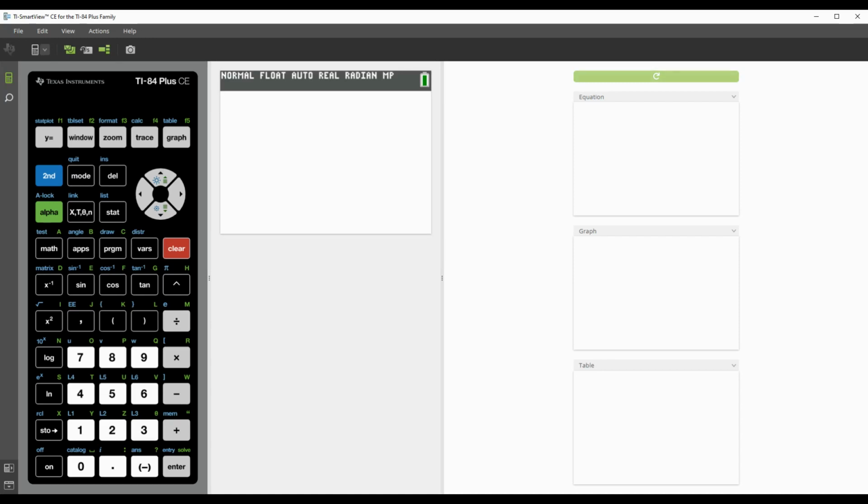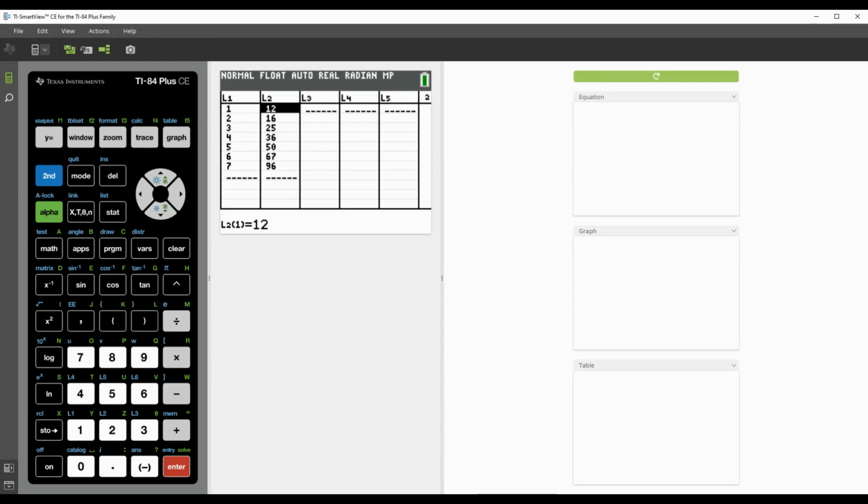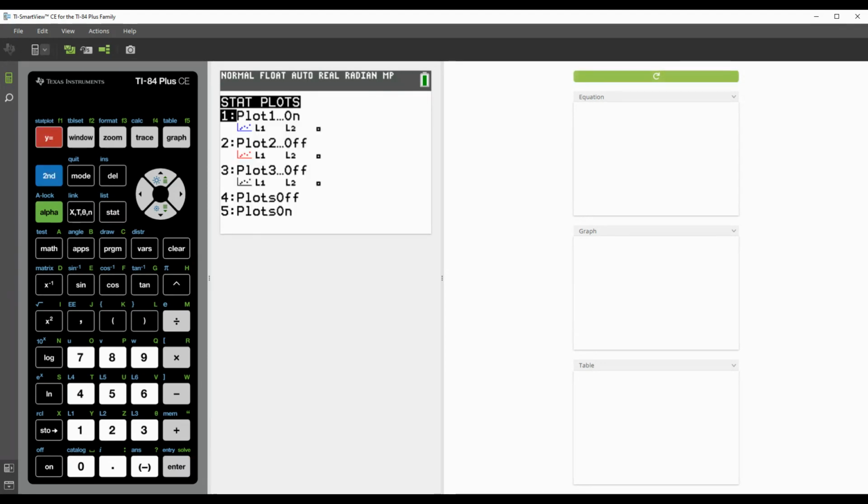So if you've already got the hang of this, you're welcome to do it on your own. But if you need me to get you started again, then remember the first button that you push is Stat, and then Edit so that you can put your lists in. I already did it, list 1 and list 2. And then make sure your stat plot is on. Second y is equal to will take you to stat plot, and mine is on.